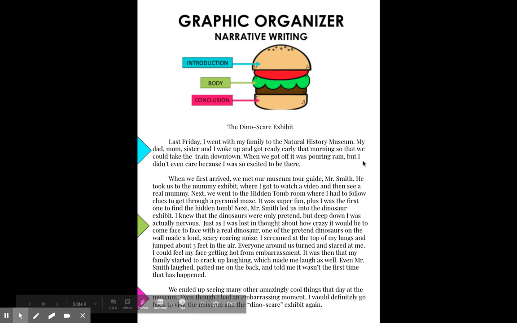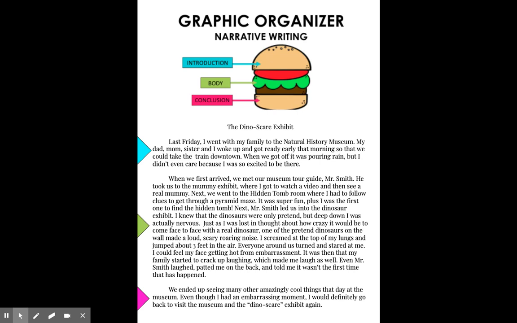Let's take a look. Last Friday, I went with my family to the Natural History Museum. My dad, mom, sister, and I woke up and got ready early in the morning so that we could take the train downtown. When we got off, it was pouring rain, but I didn't even care because I was so excited to be there.